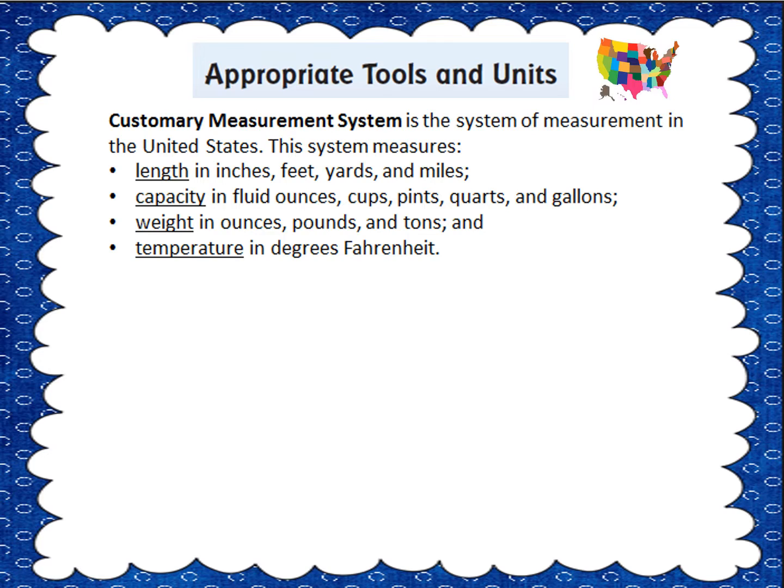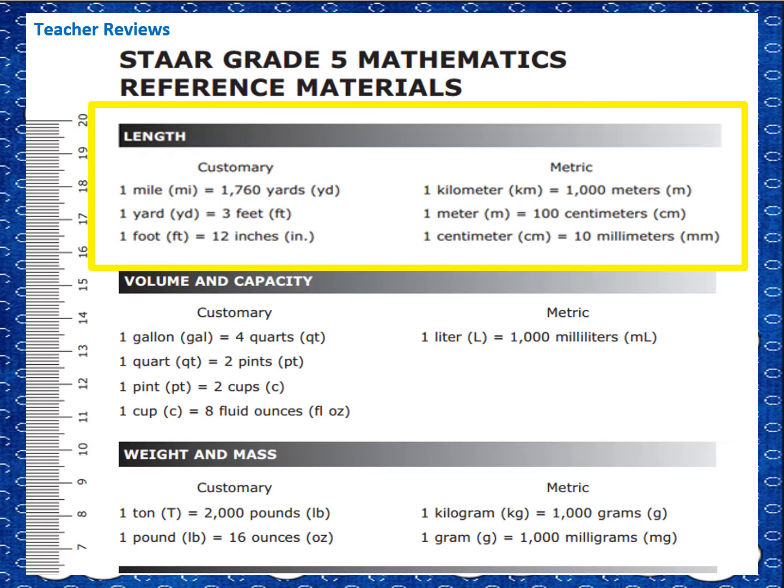So when we talk about the customary measurement system, this is the system that we use in the United States, all right? We use things like length, which is in inches, feet, yards, and miles. We have capacity, which is in fluid ounces, cups, pints, quarts, and gallons. We have weight, which is ounces, pounds, and tons. And we use temperature, which is degrees Fahrenheit. Again, these are the customary units, or the United States units, the ones we use here in the United States. Later on, we'll be learning about the metric system, which is a little different system.